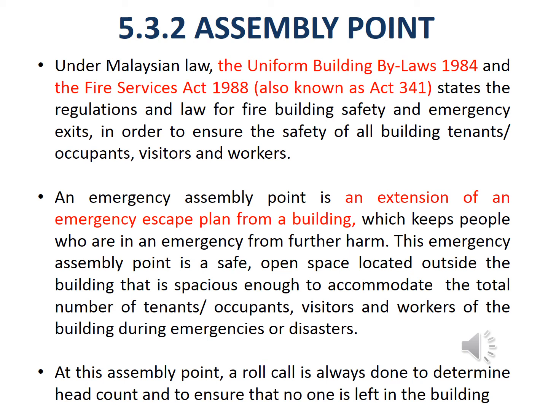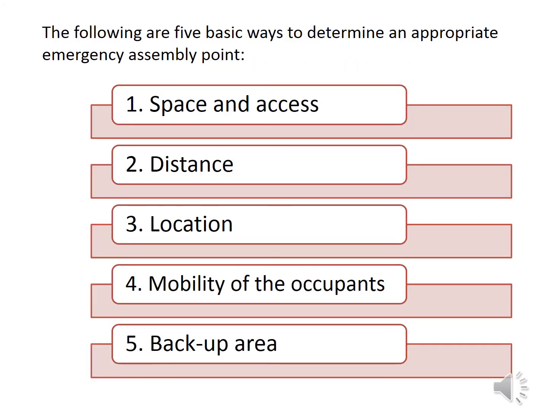This emergency assembly point is a safe, open space located outside the building that is spacious enough to accommodate the total number of tenants or occupants, visitors and workers of the building during emergencies or disasters. At this assembly point, a roll call is always done to determine headcount and to ensure that no one is left in the building. The following are five basic ways to determine an appropriate emergency assembly point.